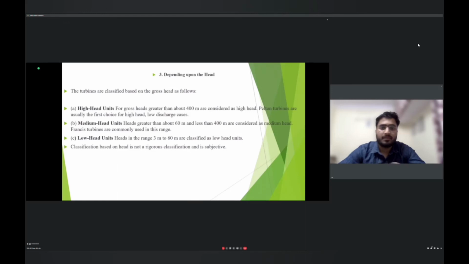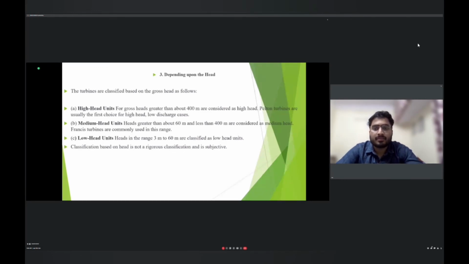Now the third one is depending upon the head. The turbines are classified based on the gross head as follows. The first one is the high head unit. Gross head greater than 400 meter is considered as high head. Pelton turbines are usually the first choice for high head, low discharge cases.